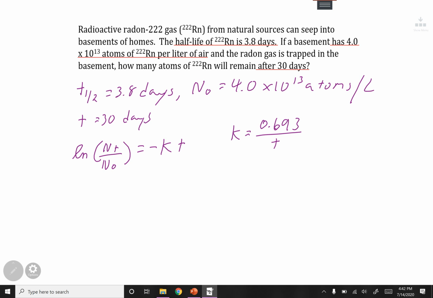Okay, so how are we going to solve this? So what are we looking for? We're looking for n sub t. So n sub t is our question mark. We know our initial concentration, we know our time, and we can determine our constant.